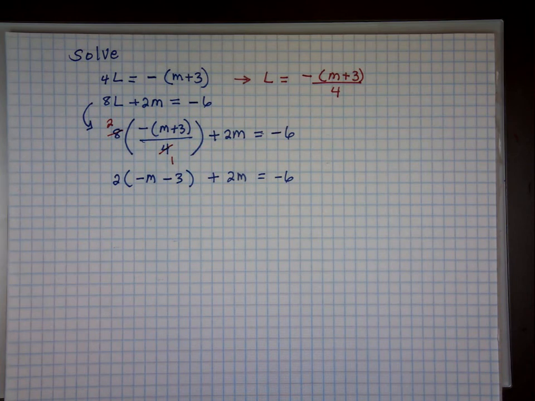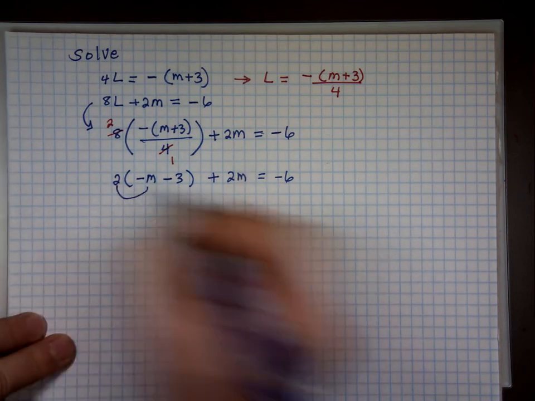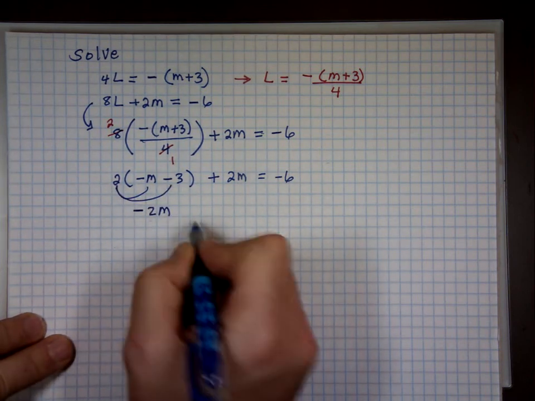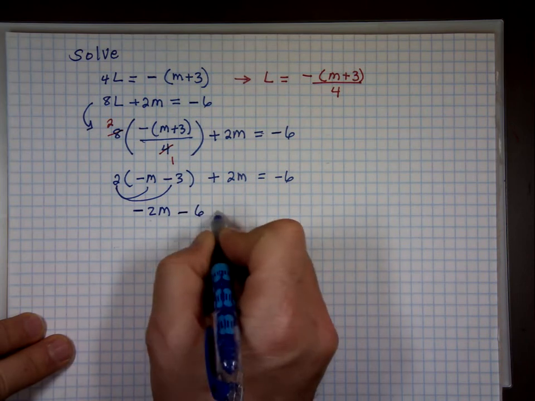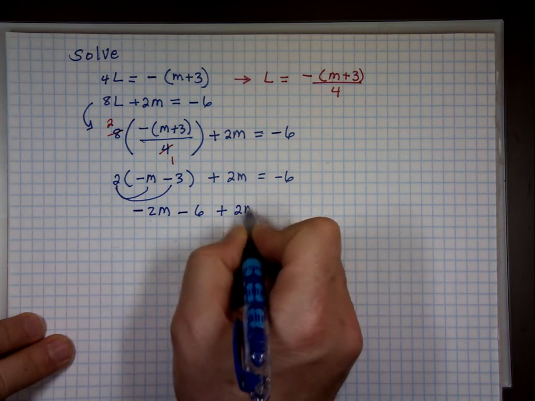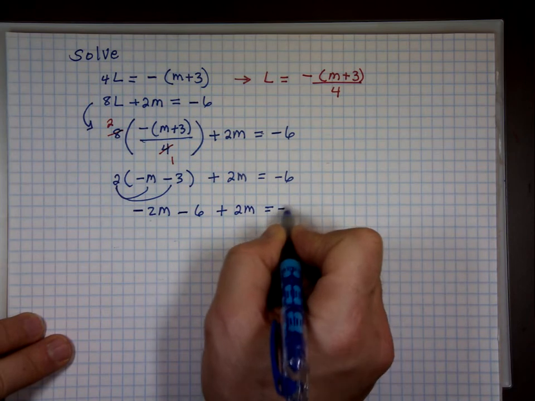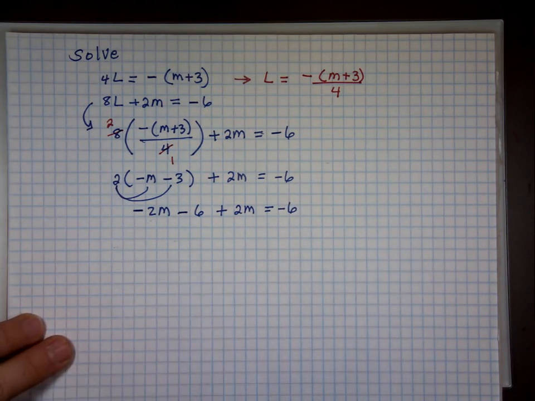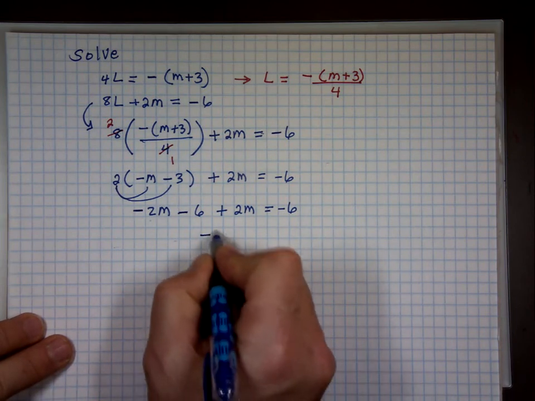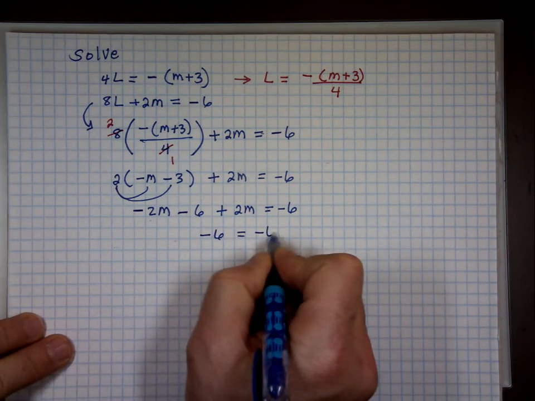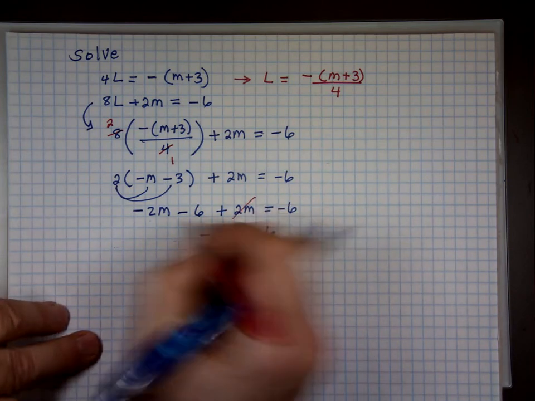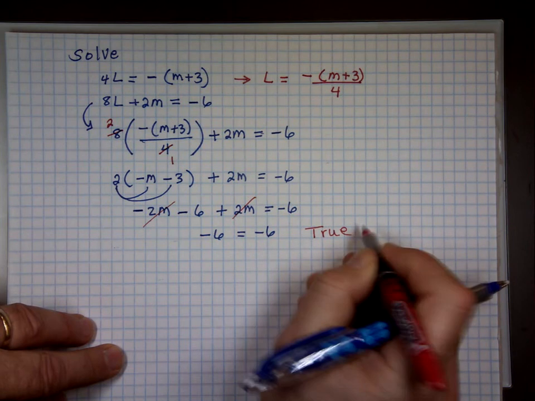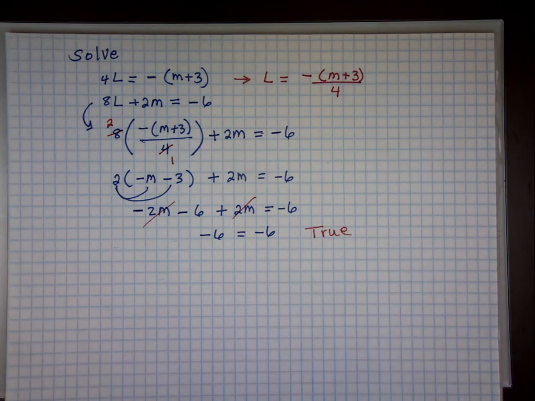What is 2 times the negative m? Negative 2m, minus 6 plus 2m equals negative 6. What's 2m and minus 2m? 0, so you have negative 6 equals what? Negative 6. How often is negative 6 equal to negative 6? Always. That's a true statement. If it's a true statement, that means what? Same line.